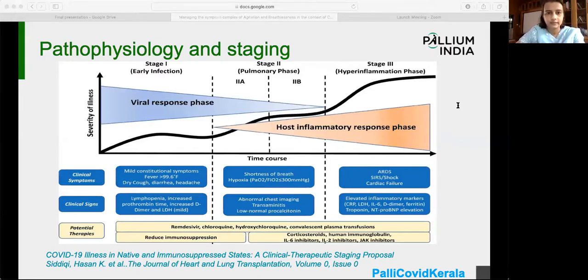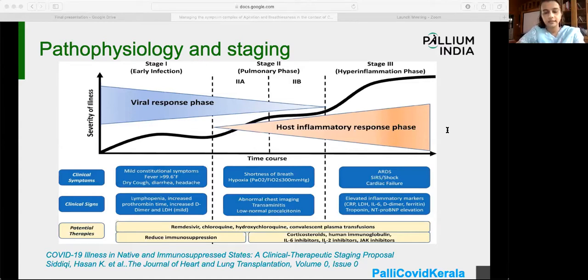where they can present with the typical ARDS picture, so acute respiratory distress syndrome or systemic inflammatory response syndrome. They can have cardiac failure, and the lab investigations will show raised inflammatory markers, elevated troponin and pro-BNP. What they've described is that stage two and stage three together are called the post-inflammatory response stage. And under the graph, you can see potential therapies mentioned for all the stages.